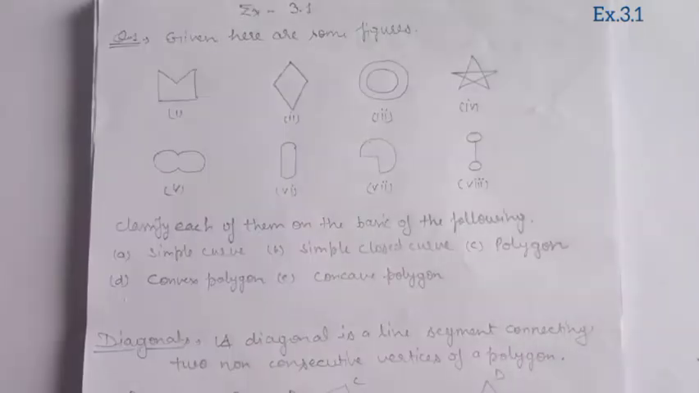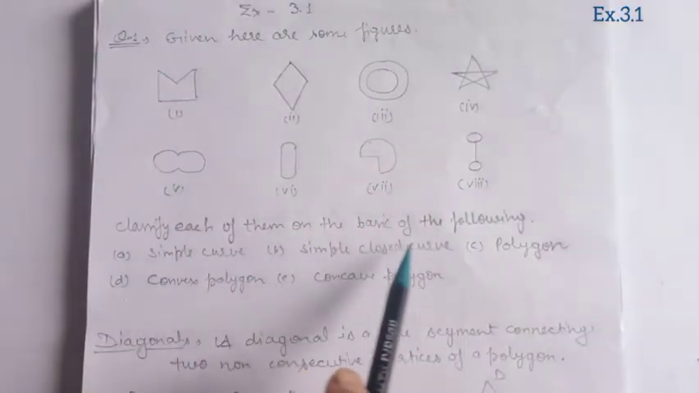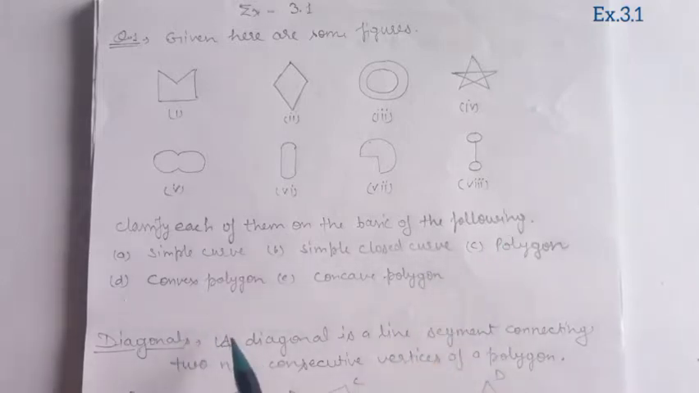Students, let's start exercise 3.1. Question number 1: we have been given some figures here, 8 figures. Classify each of them on the basis of the following: simple curve, simple closed curve, polygon, convex polygon and concave polygon. Students, earlier we discussed what simple curves, simple closed curves, polygons, as well as convex and concave polygons are. It is clear. So now we'll classify them.